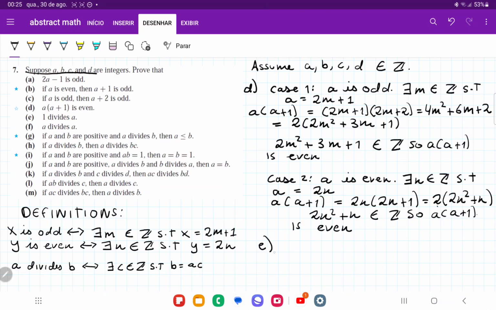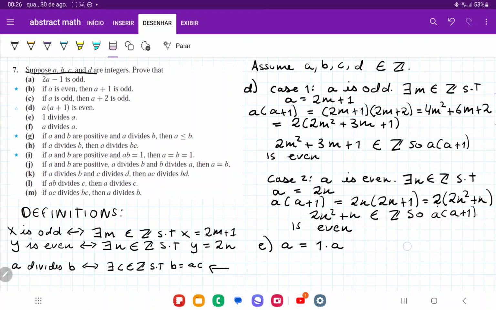We want to prove this. So E, we want to prove that 1 divides a. So let's think about how we're going to do this. Well, let's just say that a is equal to 1 times a, right? This is just a tautology. And so if a is equal to 1 times a, if you look here at the third line at the definition, this implies that 1 is a divisor of a, right?